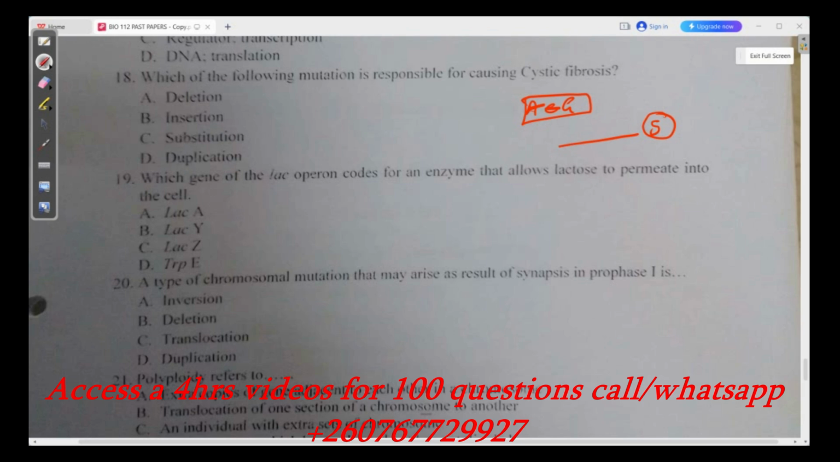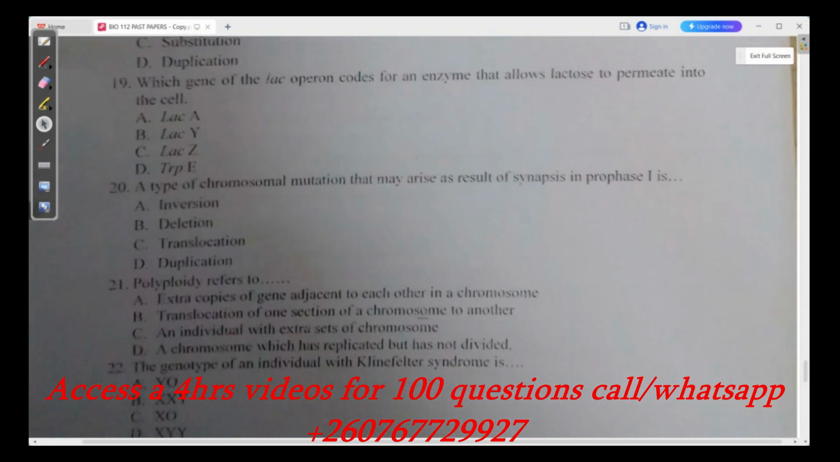So it's going to result in difficulties to regulate salt and water. Which of the following mutations is responsible for causing cystic fibrosis? It's deletion, because a triplet base is deleted from the base sequence of a gene that controls the regulation of salt and water. So it's option A for question 18.